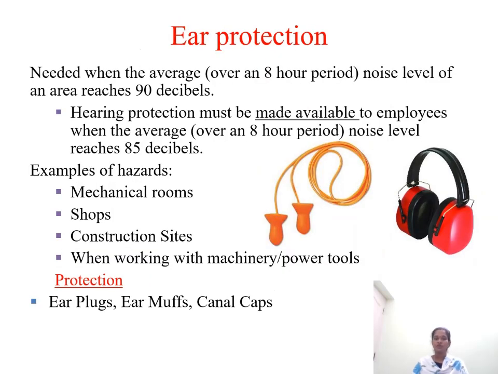Ear protection. Ear protection is needed when the average noise level of an area reaches 90 decibels. Usually hearing loss occurs as a result of damage to the delicate structure of the ear. Hearing protection must be made available to employees when the average noise level reaches 85 decibels. Examples of hazards include mechanical rooms, shops, and construction sites when working with machinery or tools. Usually ear plugs, ear muffs, caps and canal caps are recommended as the personal protective equipment to protect ears.